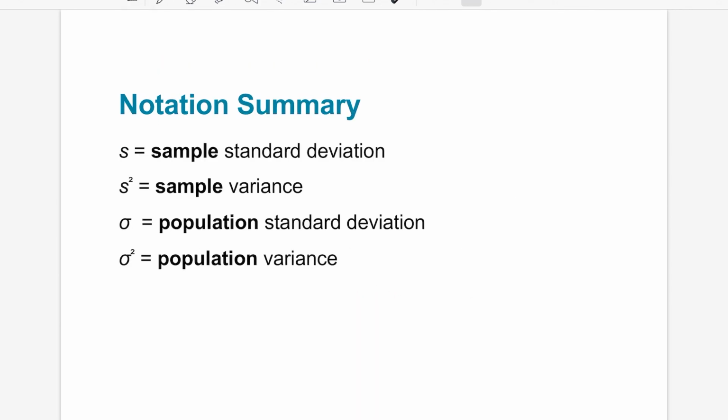Here is the notation. S stands for sample standard deviation. S squared stands for sample variance. Sigma stands for population standard deviation. Sigma squared stands for population variance.